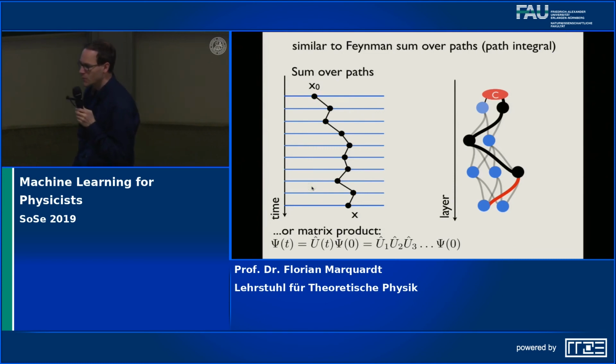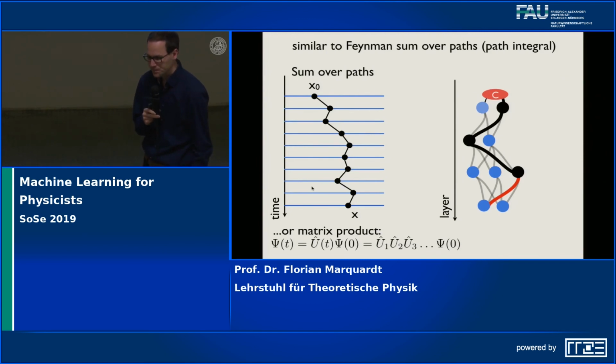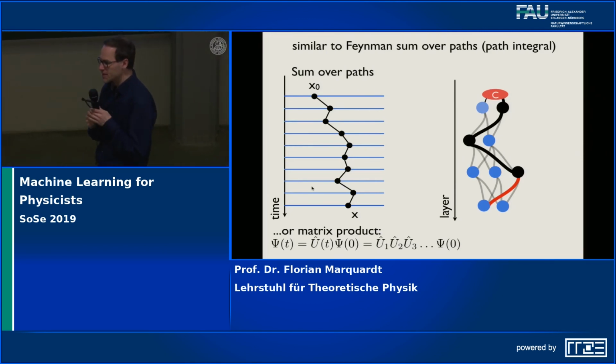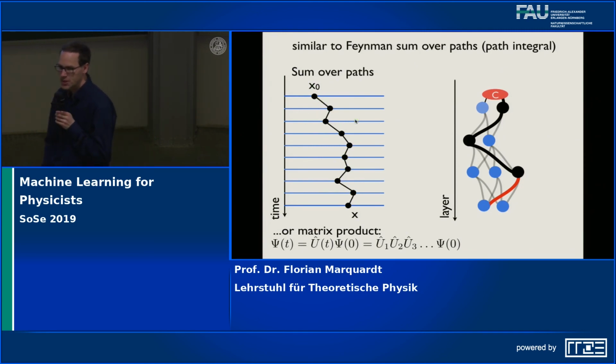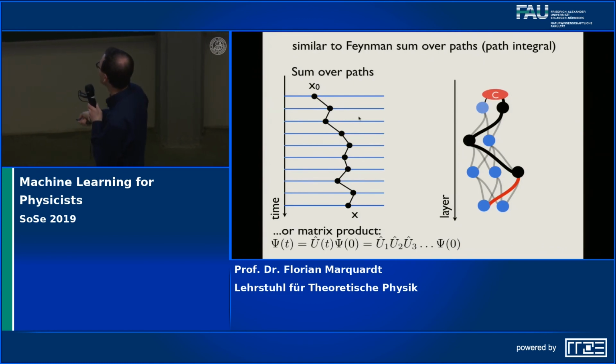So what you end up with is this repeated application of unitaries, or if you really write out the repeated matrix multiplication, you can interpret this as meaning I should draw all the possible paths going from the initial position to the final position at which I want to evaluate my wave function at the final time. Not only this path, but all the other possible paths. And then I should sum or integrate over all possible trajectories, and that really implements this repeated matrix vector multiplication.